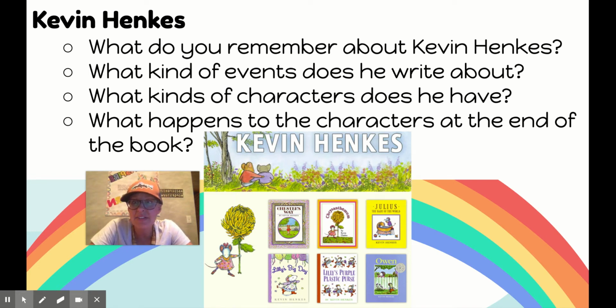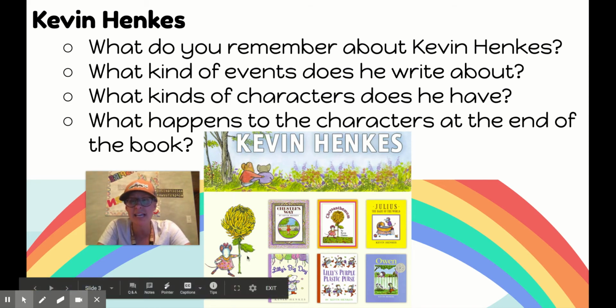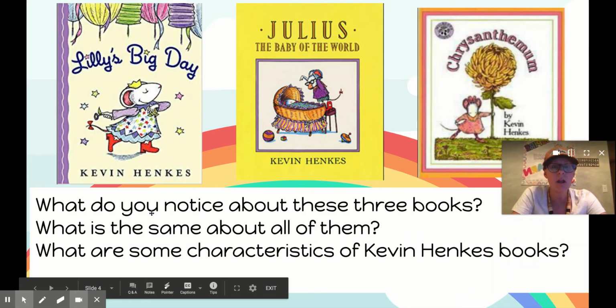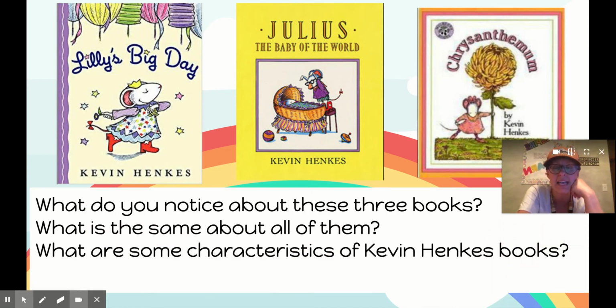So what kind of characters does he have? Did you see any connection between those characters, I wonder? And then what happens to the characters at the end of the book? I wonder if we're going to see some similarities in these Kevin Henkes books that we can apply to other Kevin Henkes books. All right, so what do you notice about these three books?